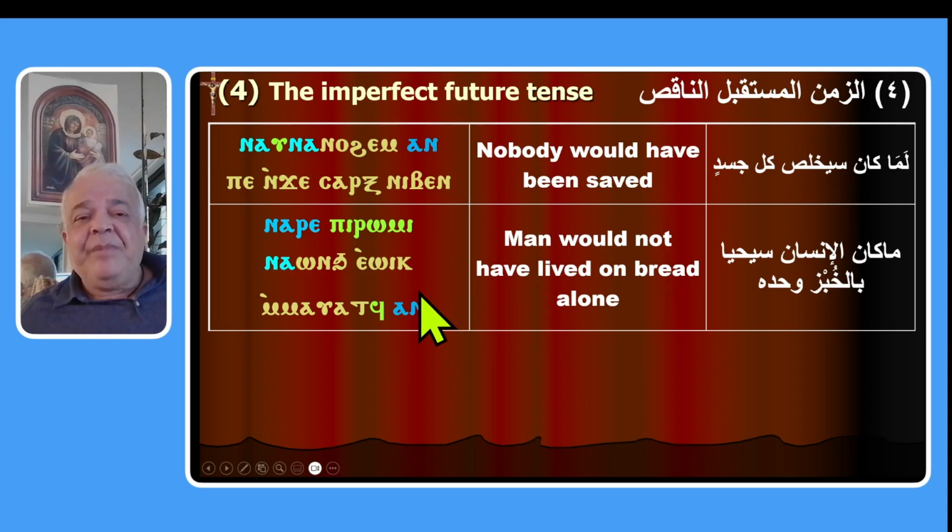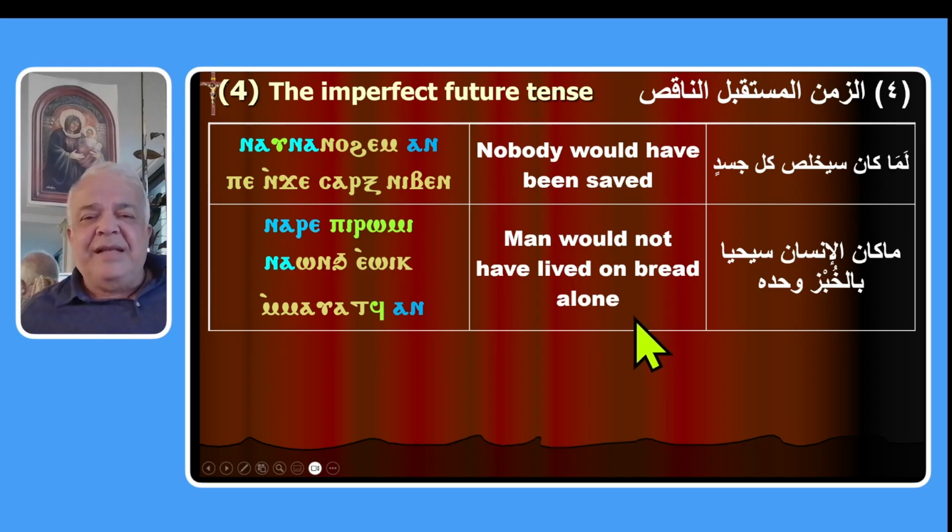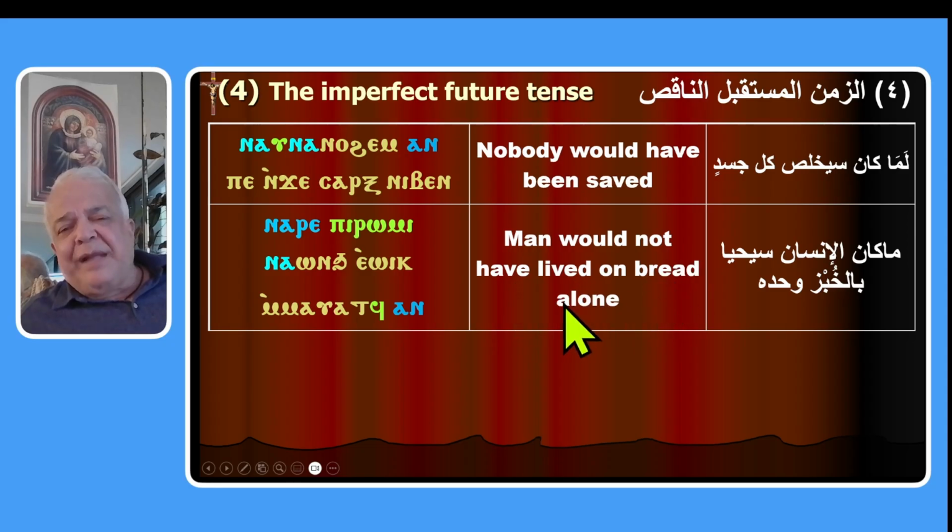Last sentence, man would not have lived on bread alone. Remember when the devil appeared to Jesus Christ after he fasted 40 days, he gave him a stone and said to him, if you are the Son of God, order this stone to be bread so you can eat. So Jesus answered him and said, man would not have lived on bread alone, but on every word from the mouth of the Father.